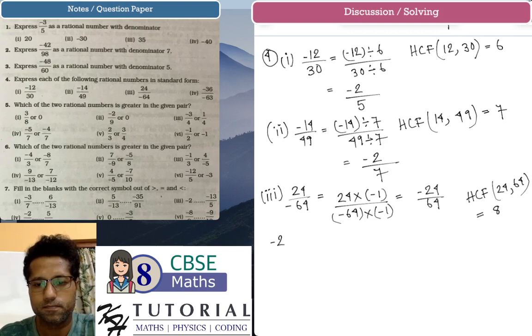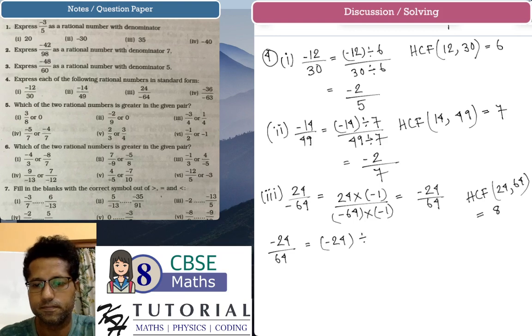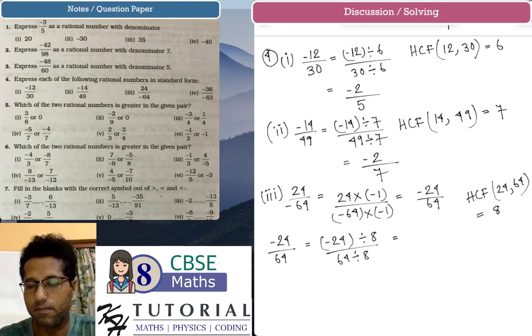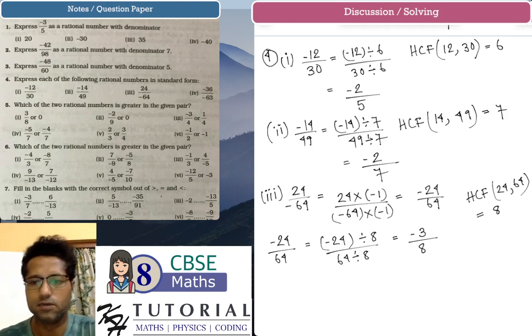So to convert the rational number minus 24 by 64 into standard form, we will divide both the numerator and the denominator by the HCF of 24 and 64, which is 8. Minus 24 divided by 8 is minus 3, and 64 divided by 8 is 8. So minus 3 by 8 is the answer, which is the standard form of the given rational number 24 by minus 64.